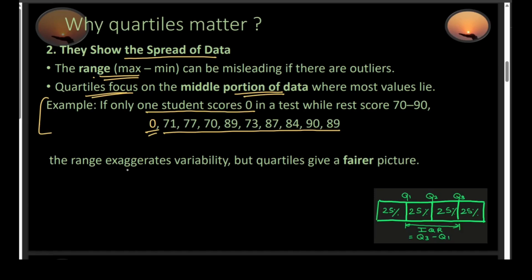So the range will exaggerate. It will say that your students scored between 0 and 90. Well, that's not true. If you think about it, just by looking at the data, you can tell that most of my students scored between 70 and 90. And this is where quartiles can help you determine that.